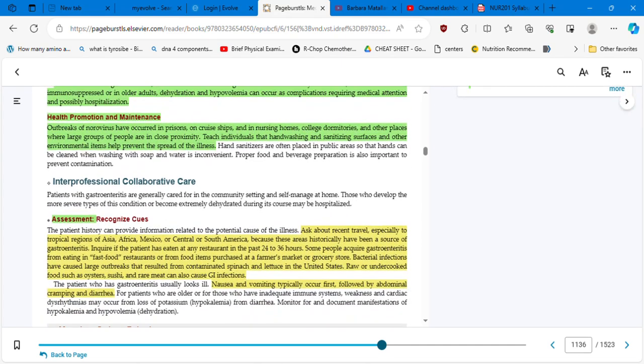Outbreaks of norovirus have occurred in prisons, on cruise ships, and in nursing homes, college dormitories, and other places where large groups of people are in close proximity. Teach individuals that hand washing and sanitizing surfaces and other environmental items help prevent the spread of the illness. Okay, so be careful when you are on the train or the bus and you're touching the handles.